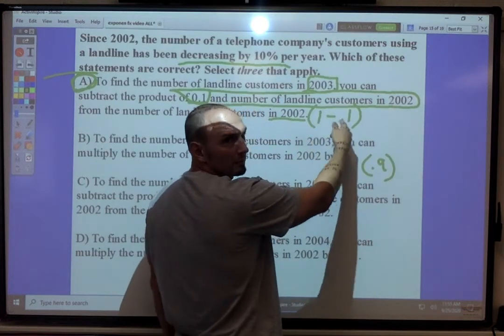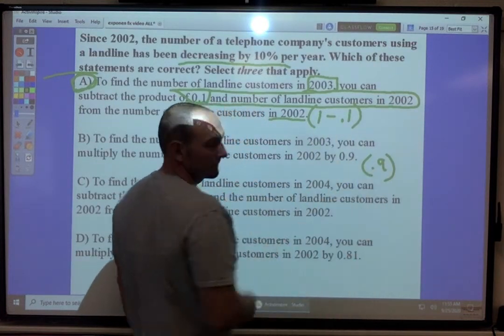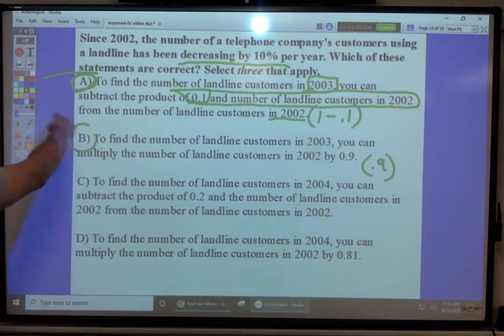Well, if we go 1 minus 1/10, we get 9/10, so yes, that one's correct as well. You'll notice the bottom two are very similar. They're asking the same question. So one of them has an error.